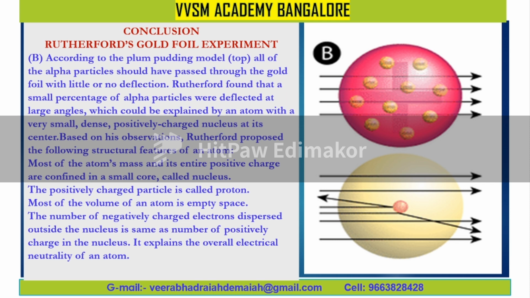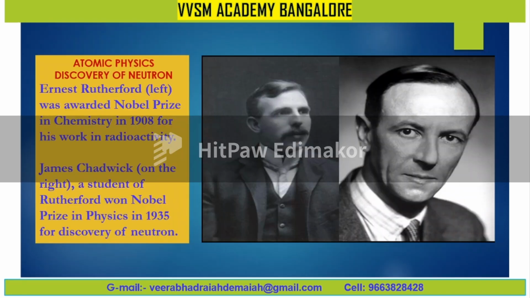Based on his observations, Rutherford proposed the following structural features of an atom. Most of the atom's mass and its entire positive charge are confined in a small core called the nucleus. The positively charged particle is called proton. Most of the volume of an atom is empty space. The number of negatively charged electrons dispersed outside the nucleus is the same as the number of positively charged particles in the nucleus. It explains the overall electrical neutrality of an atom. So this is the concept of Rutherford's Gold Foil experiment.